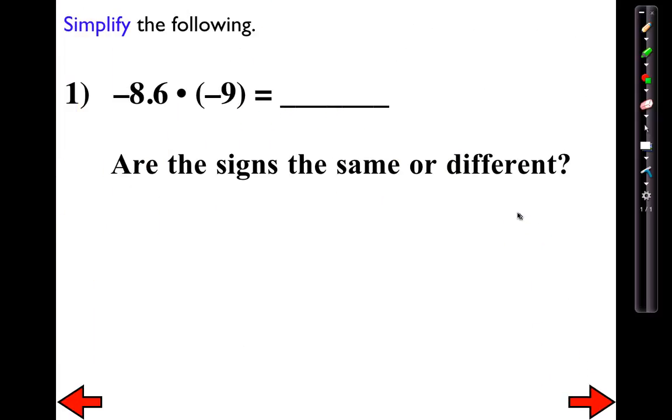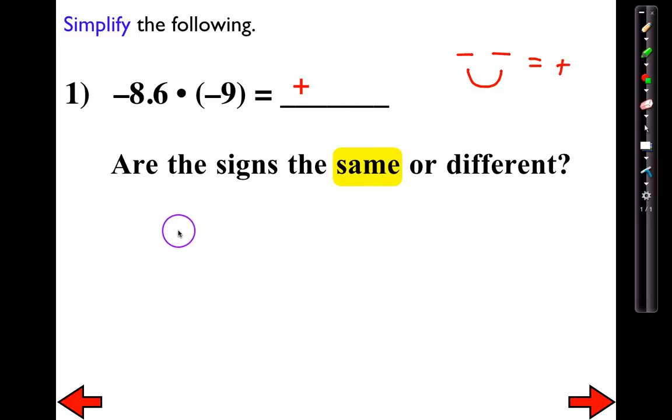So moving on to the next example, it says simplify the following. It has negative 8 and 6/10, and again, this means times negative 9. Well, first of all, I can see that the signs are the same, so I know that my answer is positive. If you're choosing to use the other method, you're going to say, okay, I have a negative and a negative, so the signs are the same. This would make a happy face, so my answer is going to be a positive. So please feel free to use either method, whatever works for you.